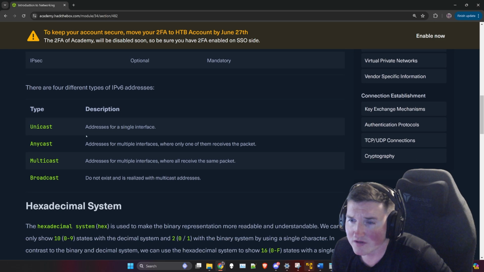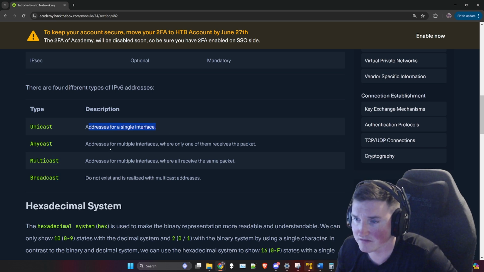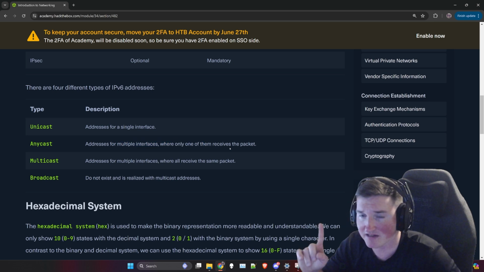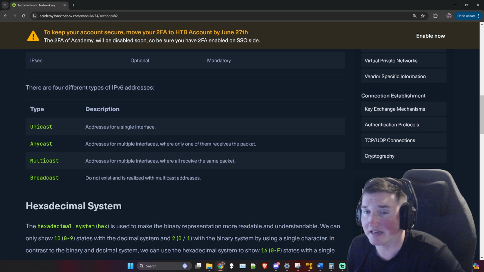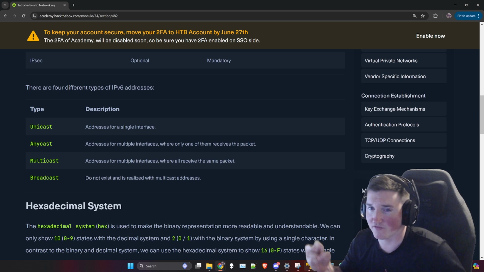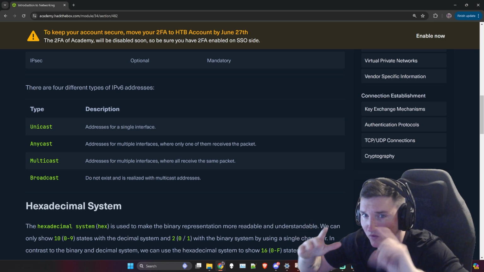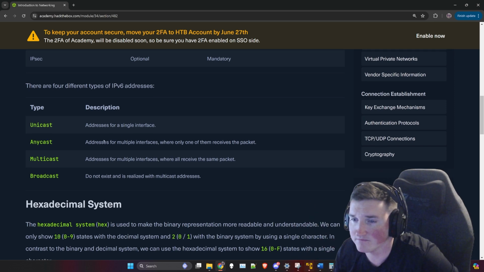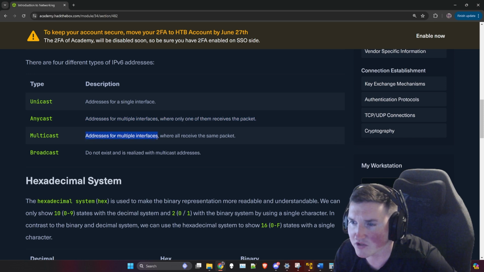Okay, so there are four different types of IPv6 addresses: unicast, anycast, multicast, and broadcast. Unicast is an address for one single interface. Anycast is multiple interfaces where only one of them receives the packet. This might be something like you have a website, you need everybody to go to the website, but you're afraid it'll crash if it's just on one server. You might have everybody going to one website, but only one server is actually receiving it. That was a bad example, but that's kind of an example. Multicast is for multiple interfaces where all receive the same packet. So, okay.